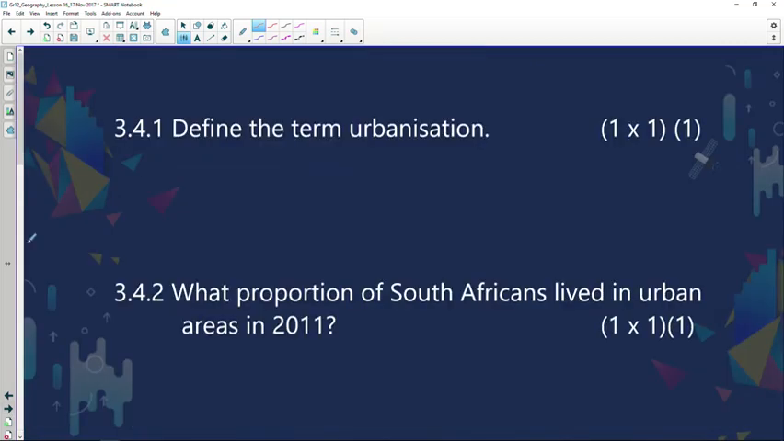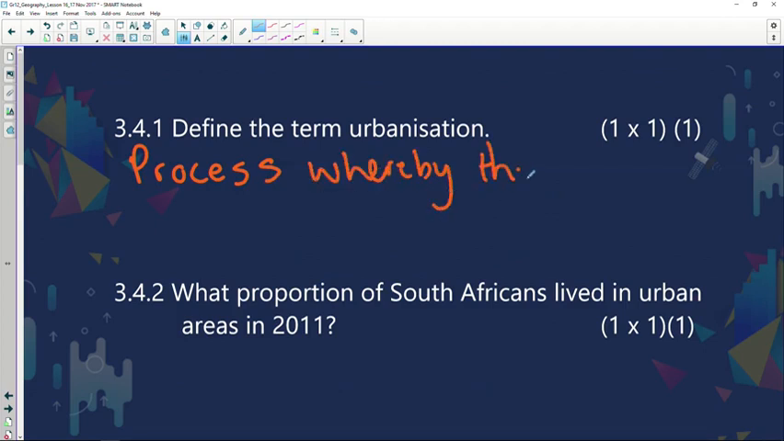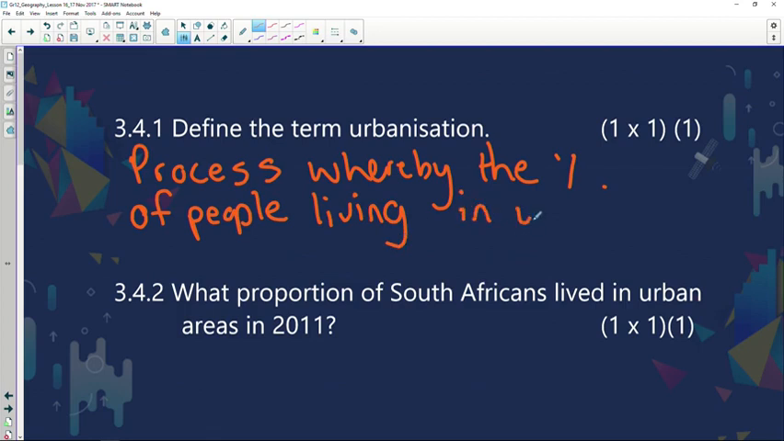First of all, define the term urbanization. To define it, it's the process whereby the percentage of people living in urban areas increased. So it means there's more people because of the urbanization, the population increase.